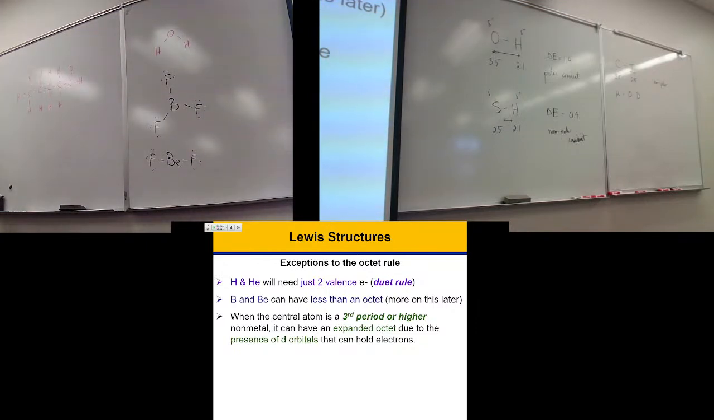Yeah? I don't understand why boron and beryllium don't need octets. It's not something we can explain exactly. Well, I can explain a little bit. So the idea here is, what are the core charges of boron? +3. So one way to think about it is that there is not a strong attraction. Boron does not have a super strong attraction to electrons.